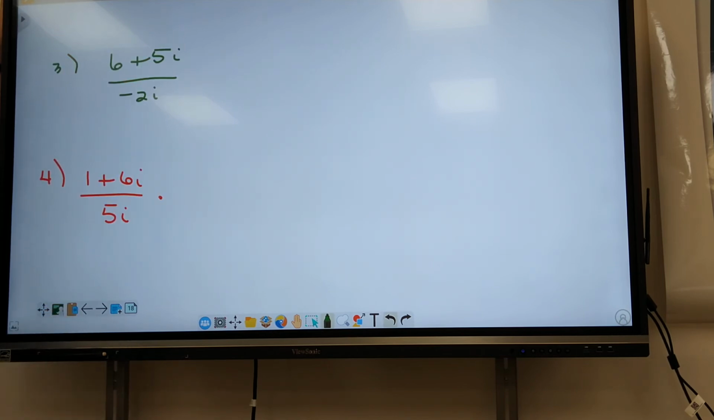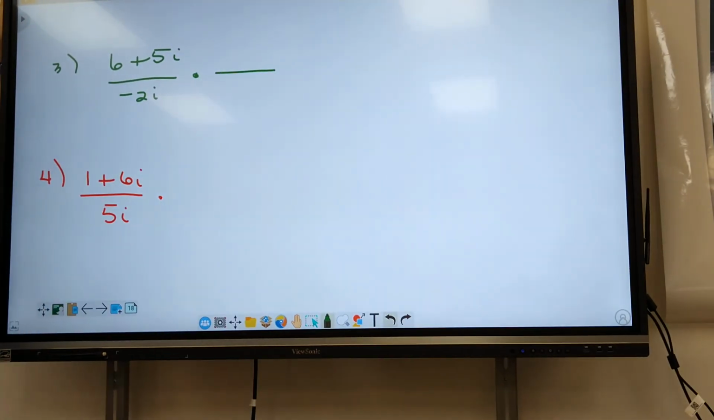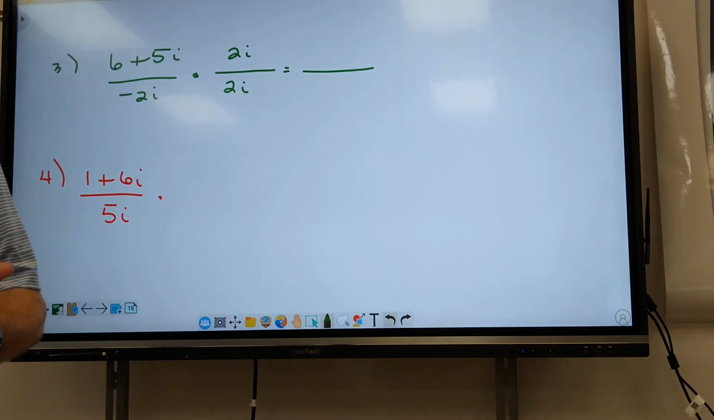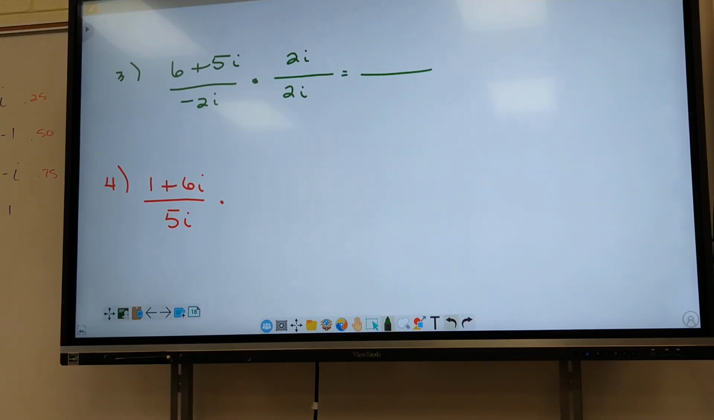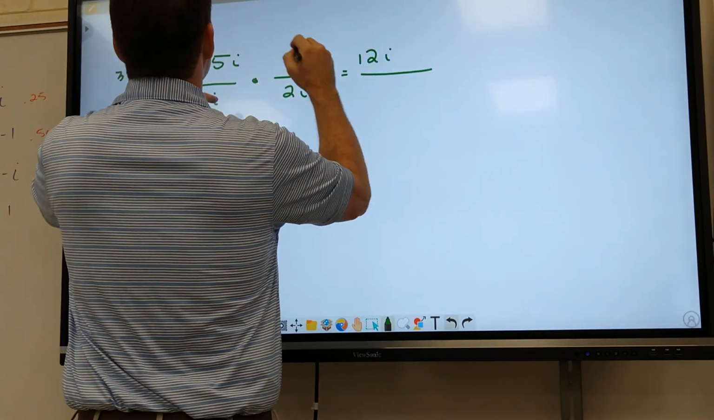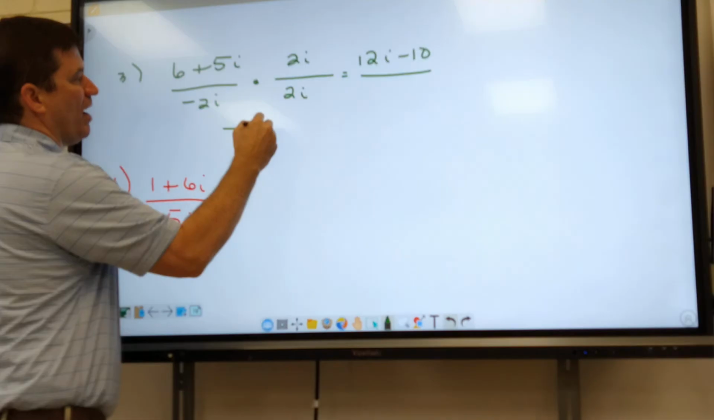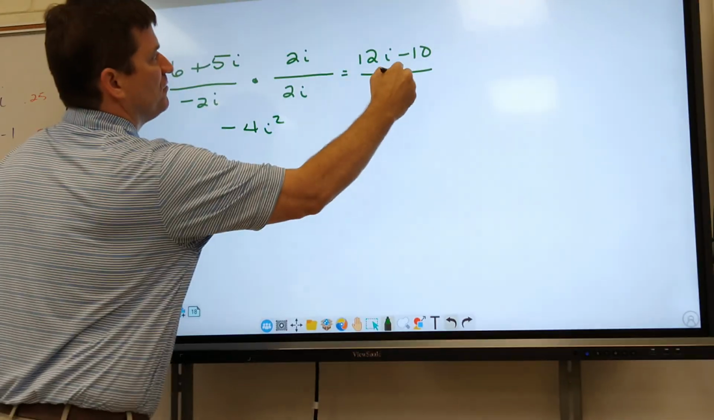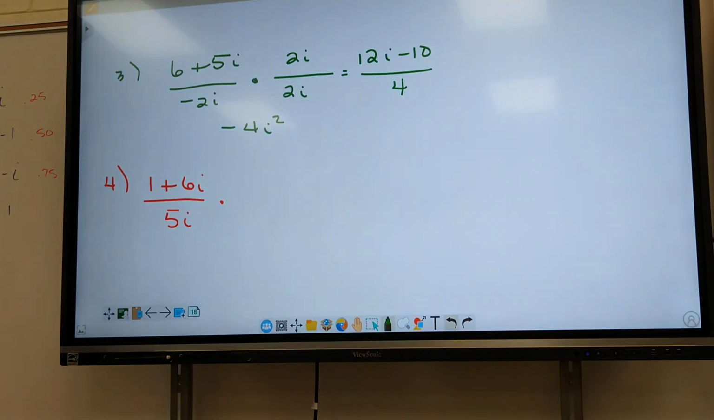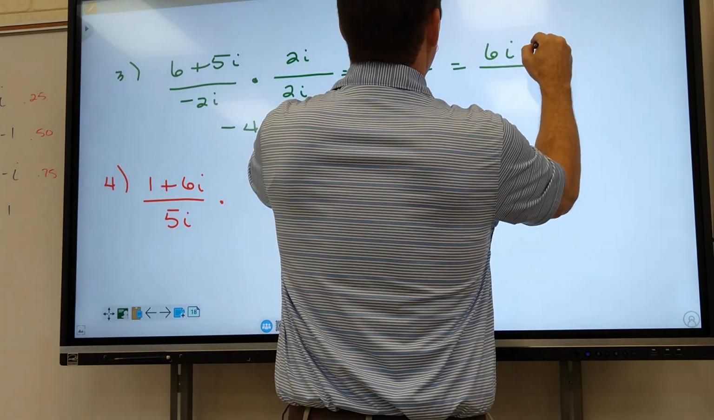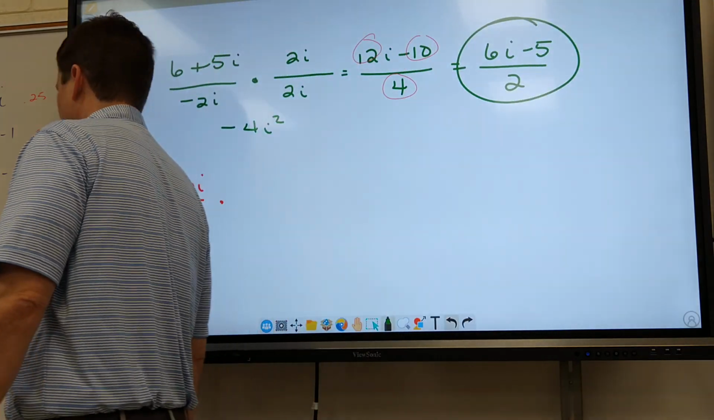For number 3, Ariana, what do I multiply by on both sides, top and bottom? Positive 2i here, positive 2i there. All right, this one should be faster because you don't have to do FOIL, you just have to distribute. You always multiply by the opposite or the conjugate of what's on the bottom. Let's see what y'all got. On the top, we got 12i plus 10i squared, which is minus 10. All right, what's going to go on the bottom? I got negative 4i squared, which is what? Positive 4. All right, simplify them all now by 2, and you get for your answer 6i minus 5 over 2. All right, good. Go to number 4.